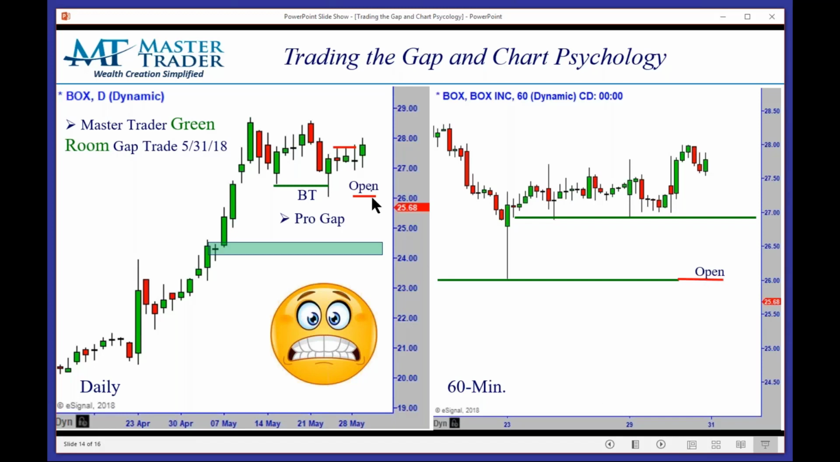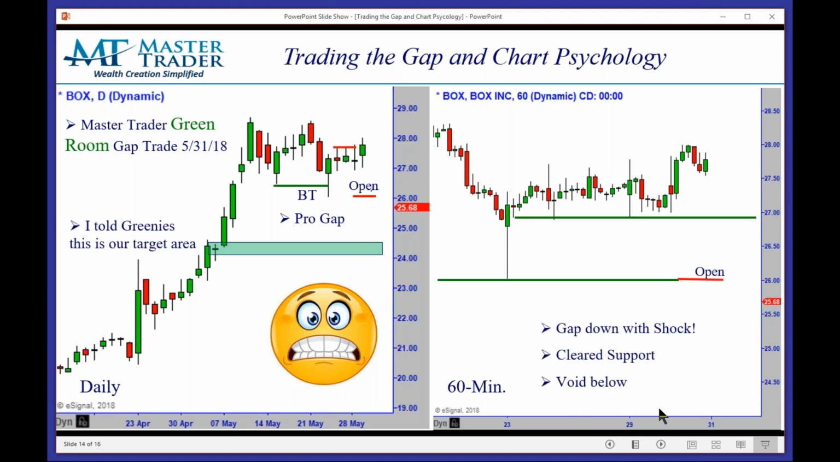And it opened down here, a pro gap, and it opened right down near the bottom of this bottoming tail bar, leaving this consolidation, which was created by buyers expecting it to go higher. I wouldn't disagree with that at the time, but when it gapped down, I knew they were caught. So that was trouble. So it gapped down, there was a shock, it cleared support, there was a void below. We call them the greenies because it's the green room.